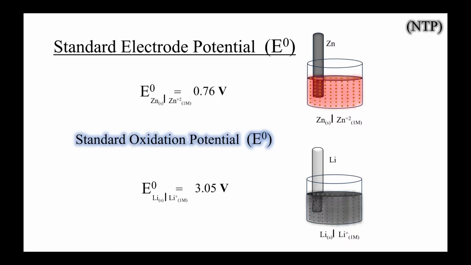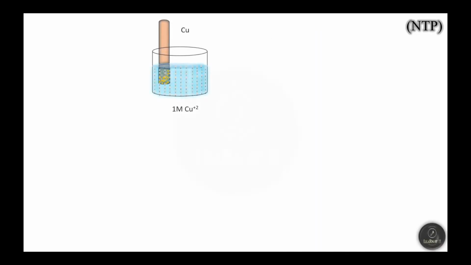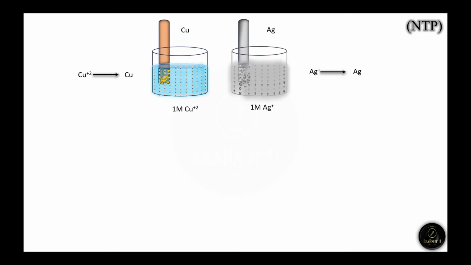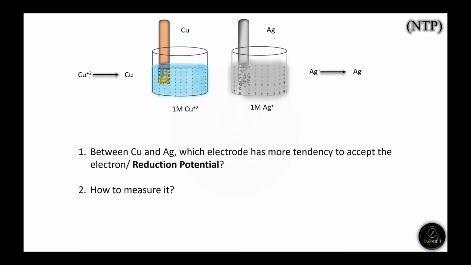Similarly, we need to discuss the electrodes which undergo reduction at NTP. It means the electrodes which are cathode at NTP. So we know two examples. First one is copper, second one is silver. So the question comes: between copper and silver, which electrode has more tendency to accept the electron, or which has more reduction potential? And the second question is how to measure it.